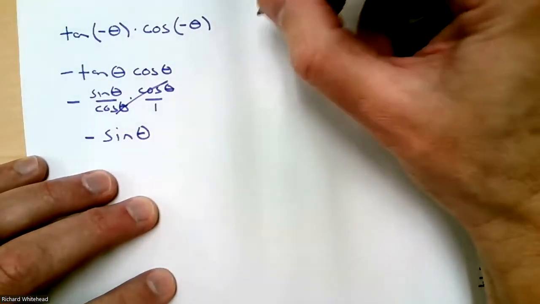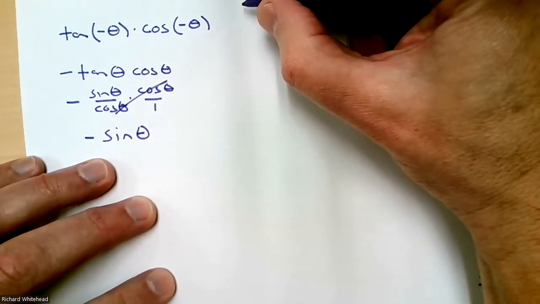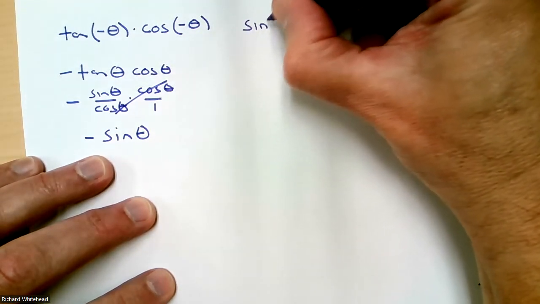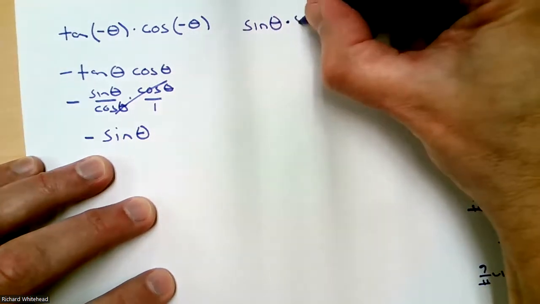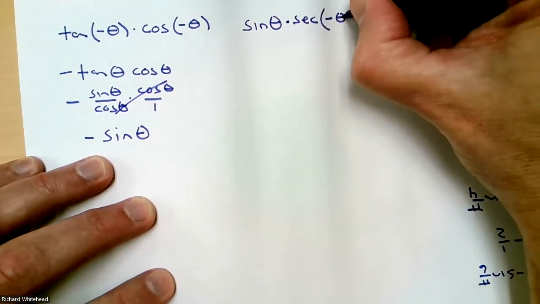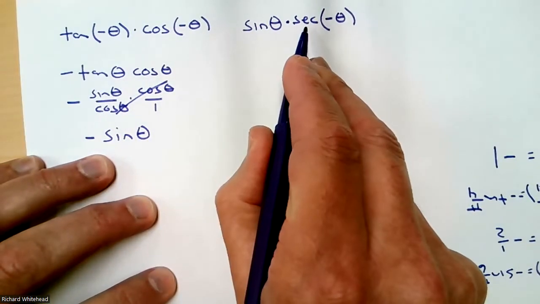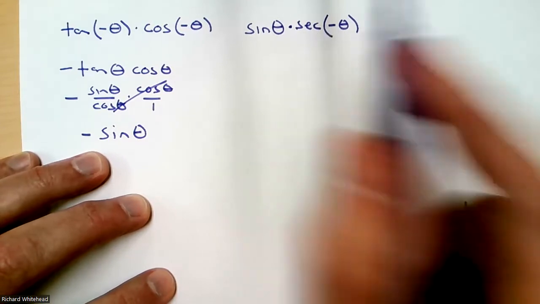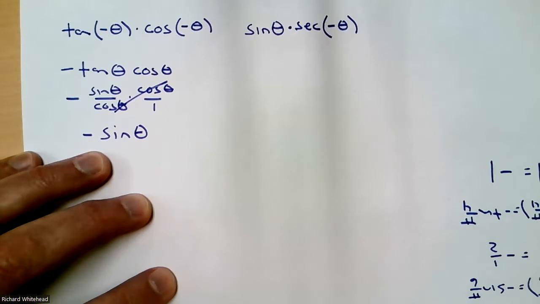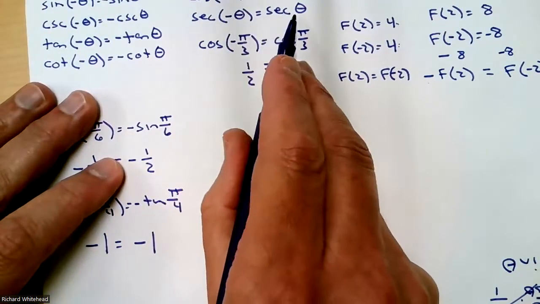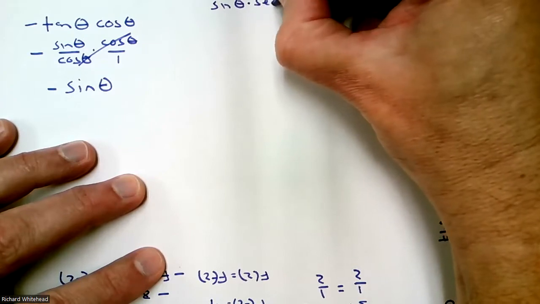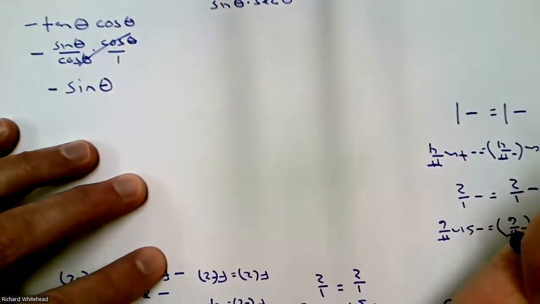Here's a good situation that's going to come up a lot. If you've got something like sine theta times secant negative theta. Well, first of all, secant is even, so you just drop the negative. So you'd say, well, this is really just sine theta times secant theta, because I don't need the negative here.